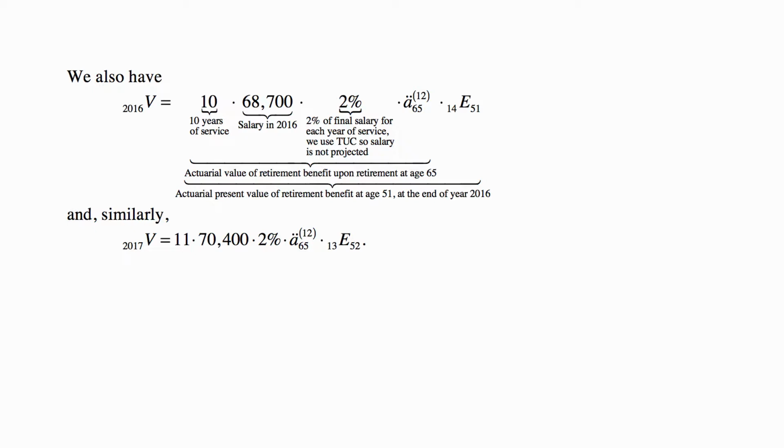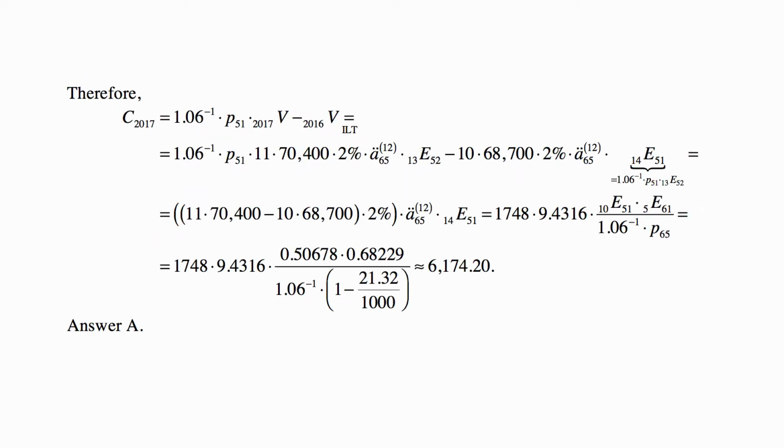And for 2017, there's 11 years of service. Salary is $70,400, 2% of the salary for each year of service. Annuity factor, and then we discount this 13 years back. So we combine these two things that we just calculated, and we write it in. And then we have this 13-year pure endowment factor and a 14-year. So we rewrite the 14-year as 1.06 to the negative 1 times the probability of survival for 51-year-old. And then the rest is exactly that 13-year thing that we have in the other one.